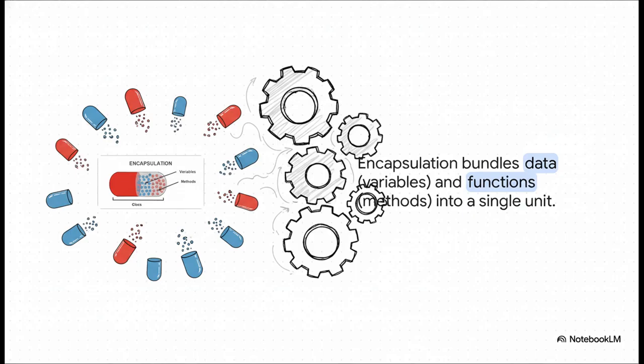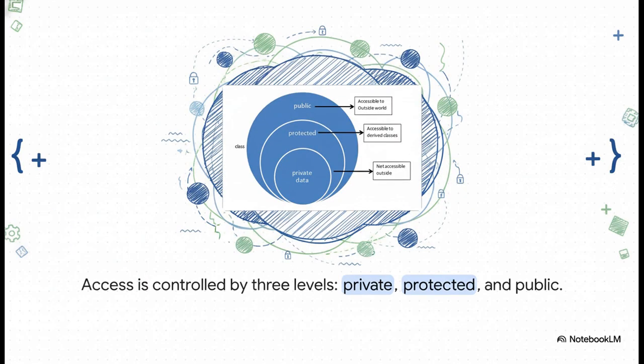Think about a medicine capsule. It keeps all the different ingredients safely bundled together inside. A class does the exact same thing. It bundles its data, its variables, and the functions that are allowed to operate on that data all into one single, self-contained unit. And why do this? Well, this bundling gives us control. Look at this diagram here. We can create these layers of access. We can stick our most sensitive, important data right in the middle, in that private inner circle, totally insulating it from the rest of the program.